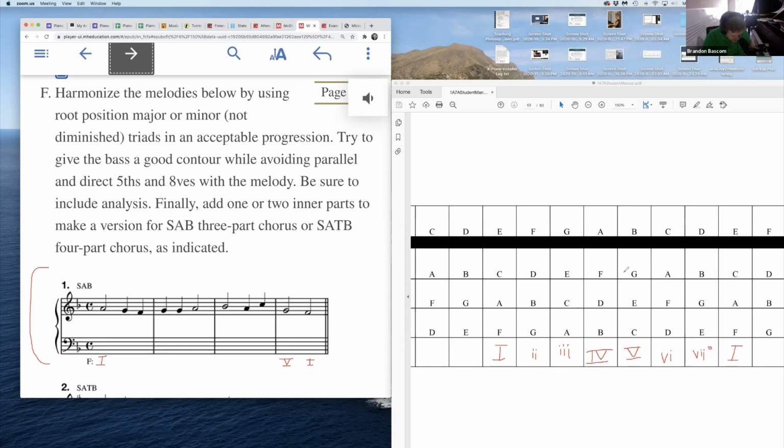So I'm going to vote that we go to the 5 chord here.